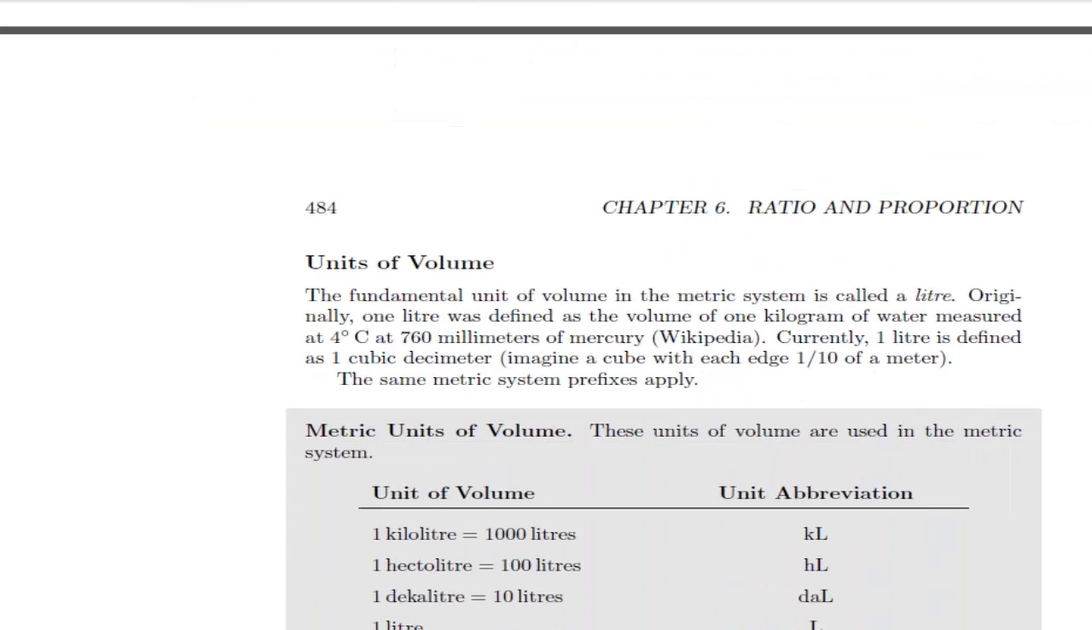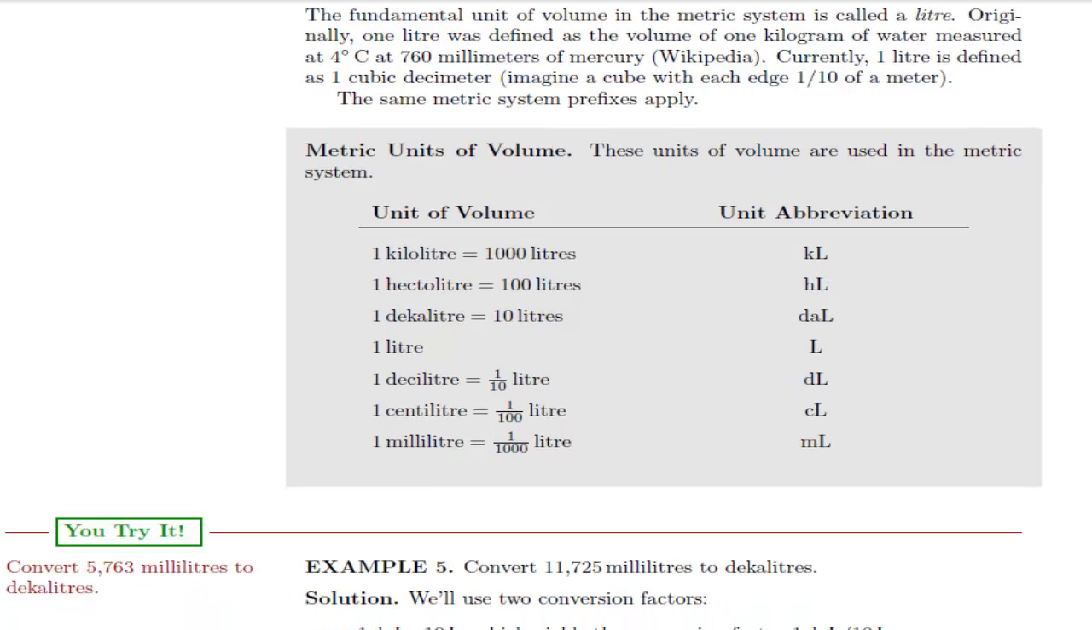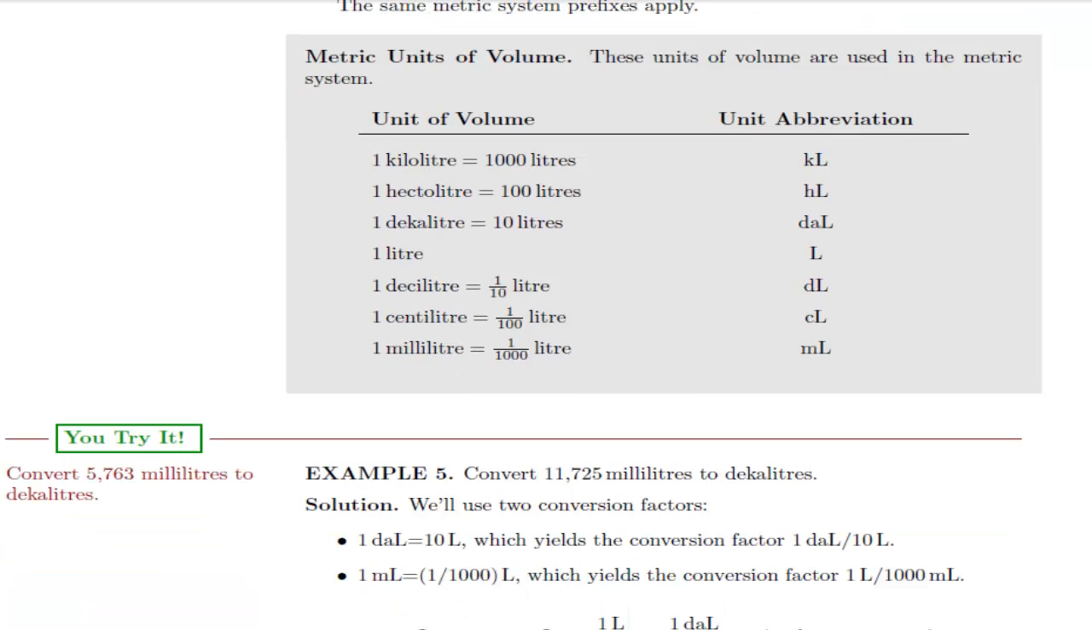Units of volume. The fundamental unit of volume in the metric system is called a liter. Originally, 1 liter was defined as the volume of 1 kilogram of water measured at 4 degrees Celsius at 760 millimeters of mercury. Currently, 1 liter is defined as 1 cubic decimeter. Imagine a cube with each edge 1/10 of a meter. The same metric system prefixes apply. So we have kiloliters, hectoliters, decaliters, liters, deciliters, centiliters, milliliters, with the same relationship as we saw with the units of mass and the units of length.